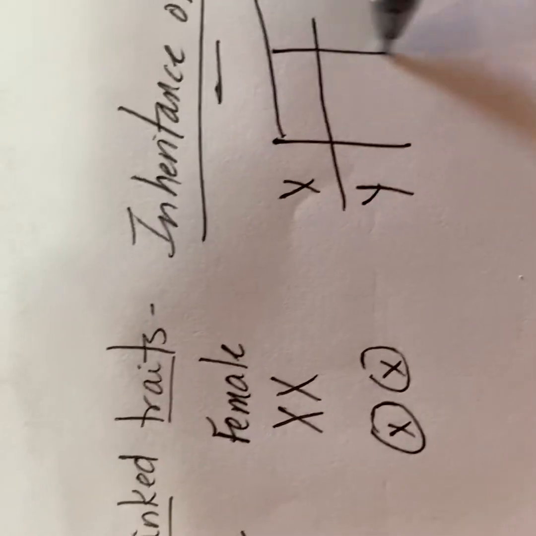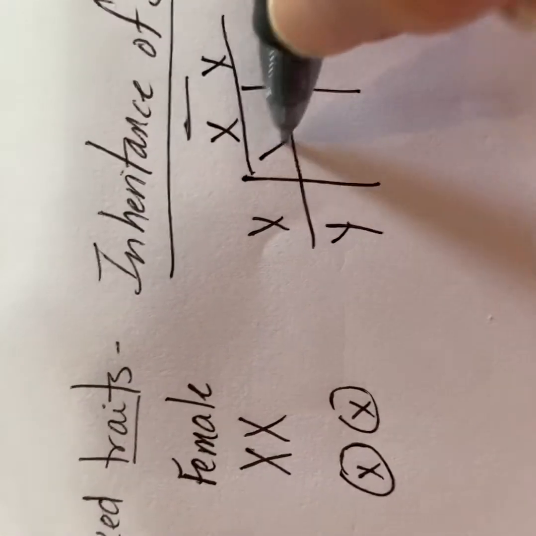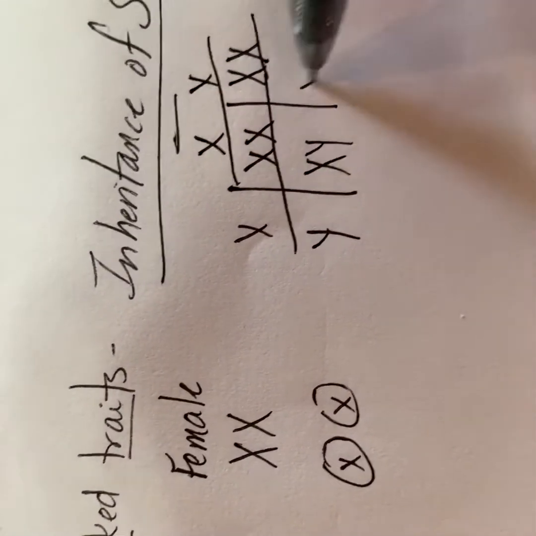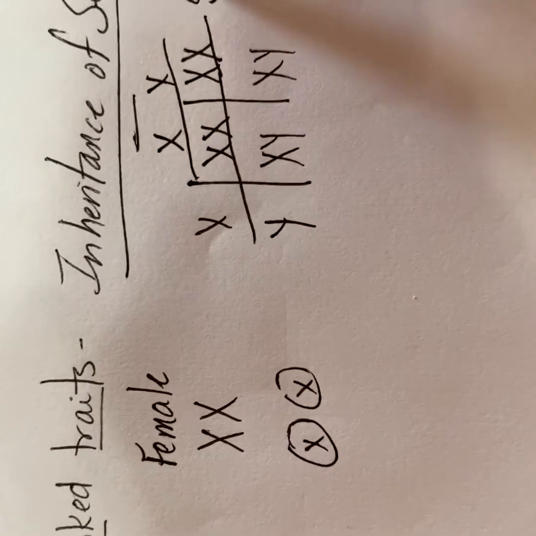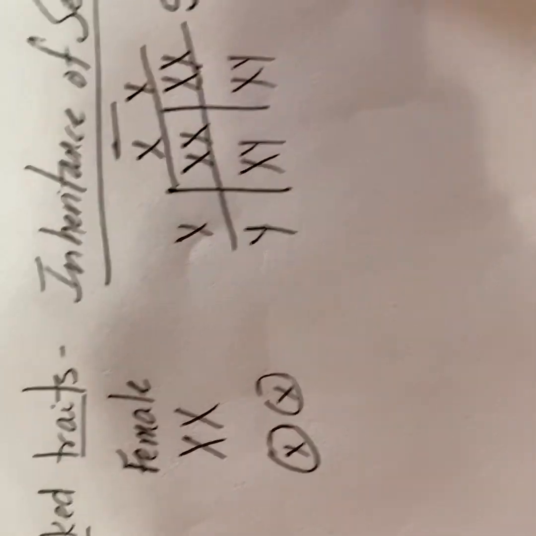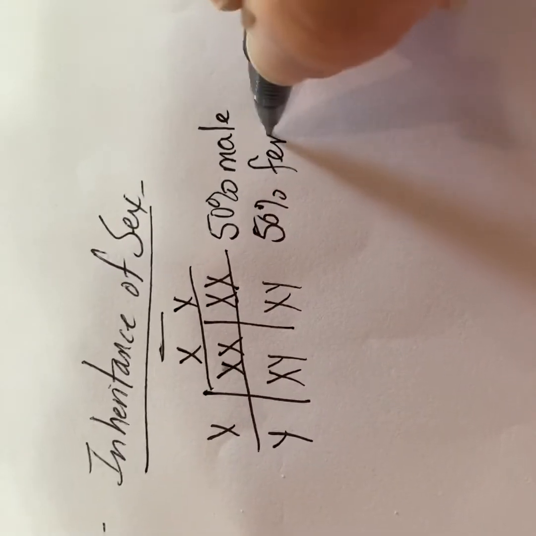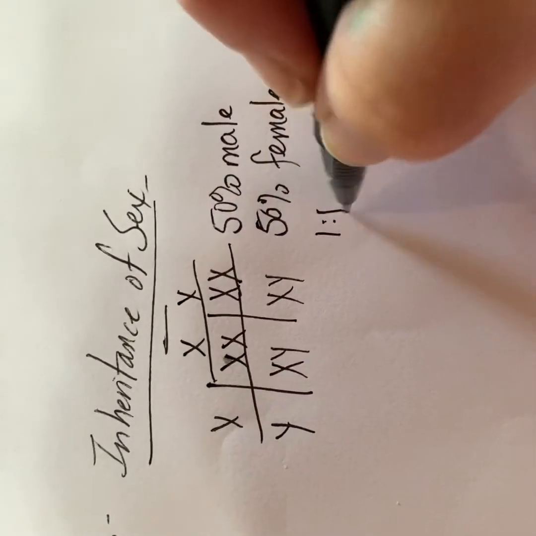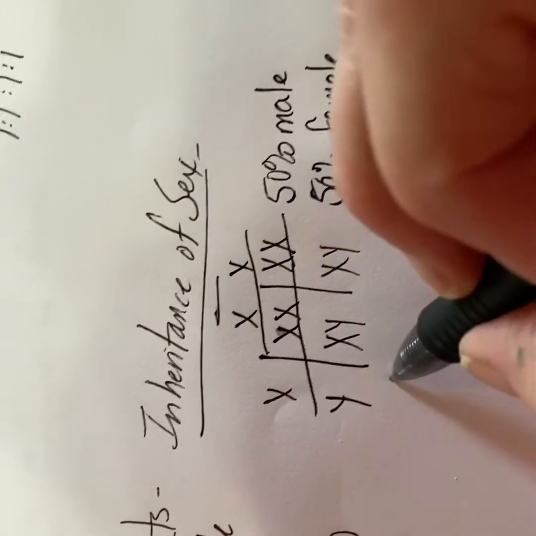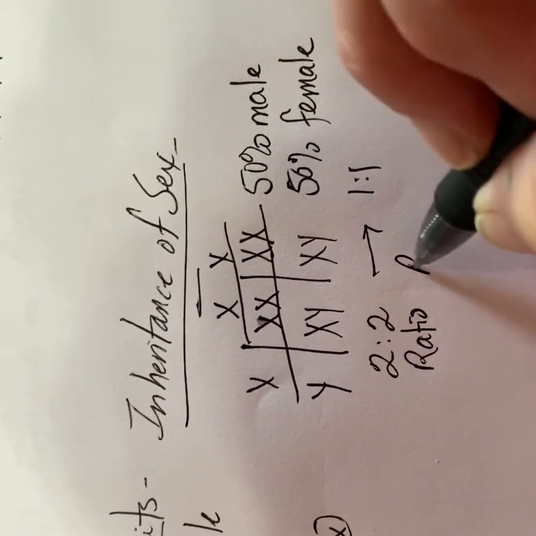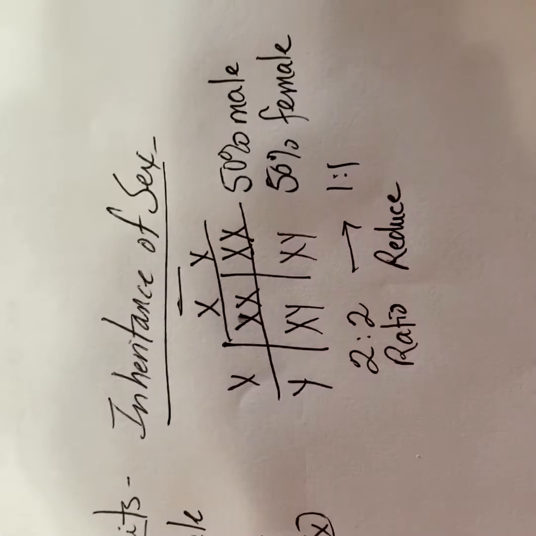So if you plug those into a Punnett square, you'll notice you get XX, XX, XY, XY. So we typically think that we will produce 50% male, 50% female. It's a 1-to-1 ratio. Don't forget, this is really a 2-to-2 ratio, but you must reduce it anytime that happens, okay?